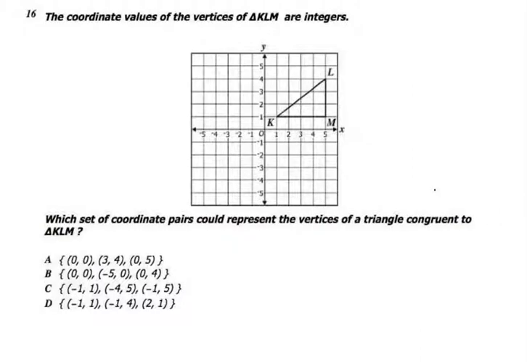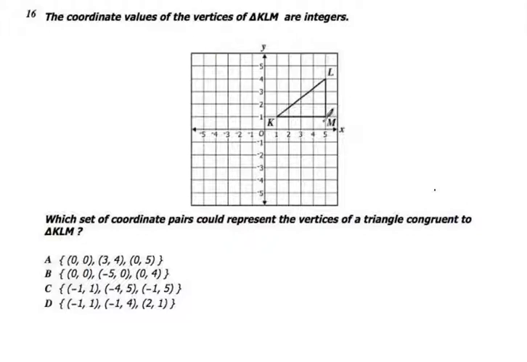Still the 2014 SOL. Let me turn the volume up a little bit. The 2014 SOL, starting with number 16. Okay, so the coordinate values of the vertices of triangle KLM are integers. Which set of coordinate pairs could represent the vertices of a triangle congruent to KLM? Well, first of all, let's start.